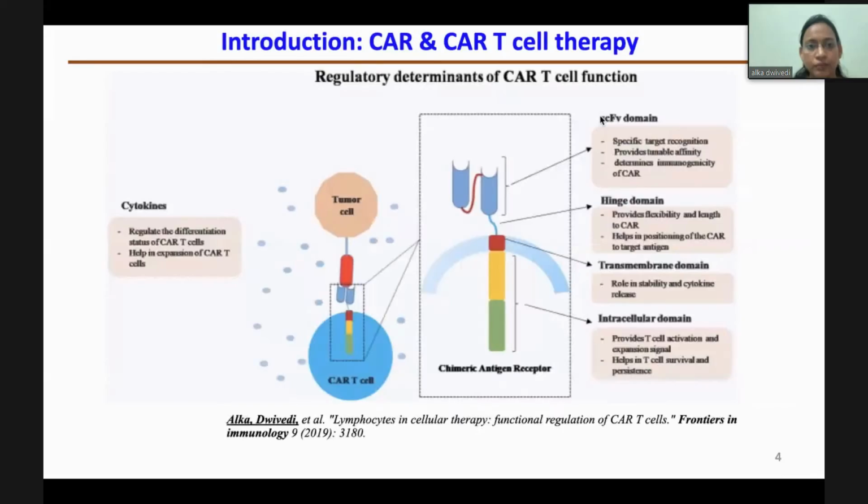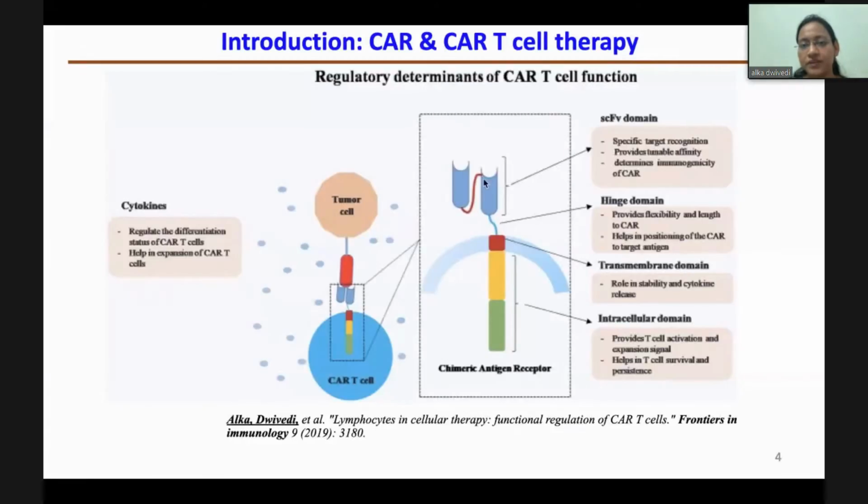Now I'll briefly introduce the CAR receptor. It has different domains with different functions. For example, the scFv domain, the single chain variable fragment, provides the specificity to the targeted antigen. Also, we can tune this scFv domain against the antigen to increase the efficacy of the CAR. As well, the scFv domain determines the immunogenicity of the CAR.